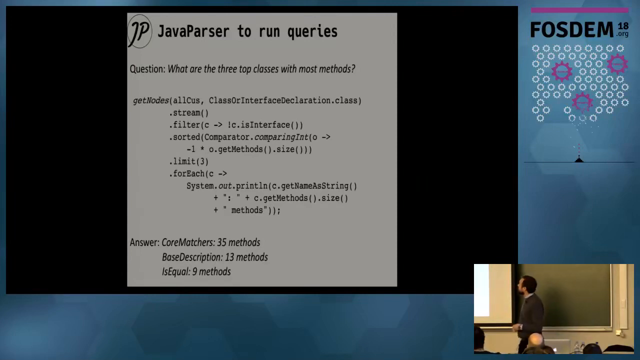Another query that is a bit more complex: maybe I want to figure out which are the 3 top classes with most methods. So again, I take all the class or interface declarations. Now, in JavaParser, we have one type of node that could represent classes or interfaces, and we distinguish them by looking at a flag. So in this case, we take all the nodes of this type. We throw away the interfaces, so we have just the classes. And we look at the number of methods. We sort them in descending order, and we take the first 3. And so in this case, we figure out that CoreMatchers has 35 methods, BaseDescription has 13, and IsEqual has 9.